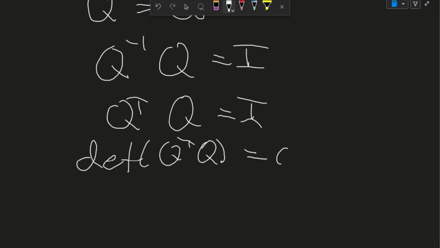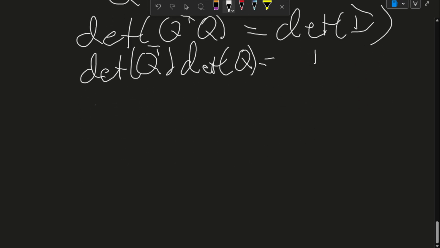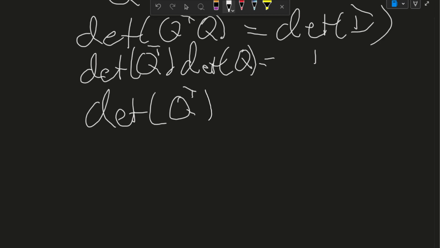the determinant of both sides, the determinant of I is going to be 1, and the determinant here distributes. And so we actually get that the determinant of Q transpose times the determinant of Q is equal to 1. Okay.